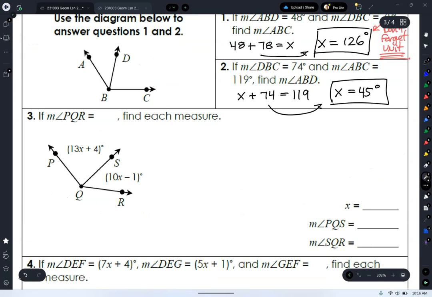Here we go. Number 3. If the measure of angle PQR is 141 degrees, you need to find x equals, and then you need to find the measures of these two angles. You need to end up with an x equals so that you can plug it back in here and plug it back in here, right? Then that means you need to start with a something equals something. So you have to start with an algebra problem here in order to get to an x equals. Go ahead, see what you can do.